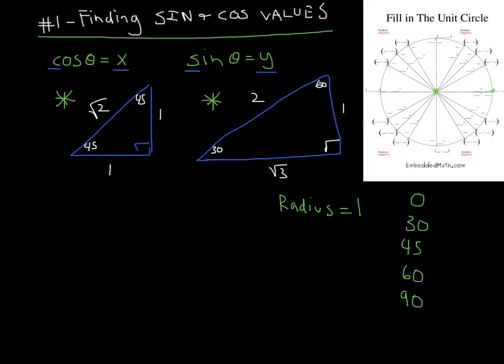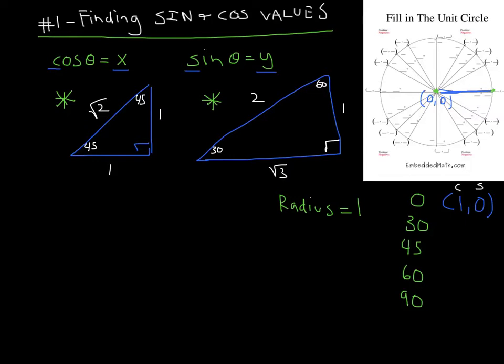What is the x? What is the cosine? The cosine is the x. So for 0 degrees, the coordinates are simply 1, 0, because you go to the right 1 unit and up 0. This is the origin, 0, 0 right here, so you go right 1 unit: 1, 0. The cosine is the x value and the sine is the y, so I'll put a C there for cosine and an S there for sine.